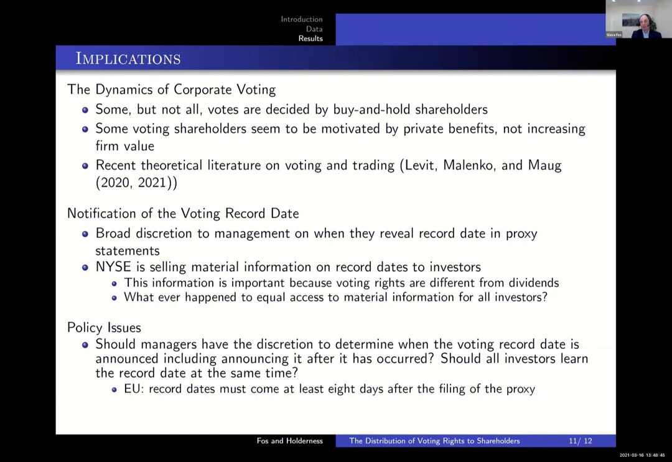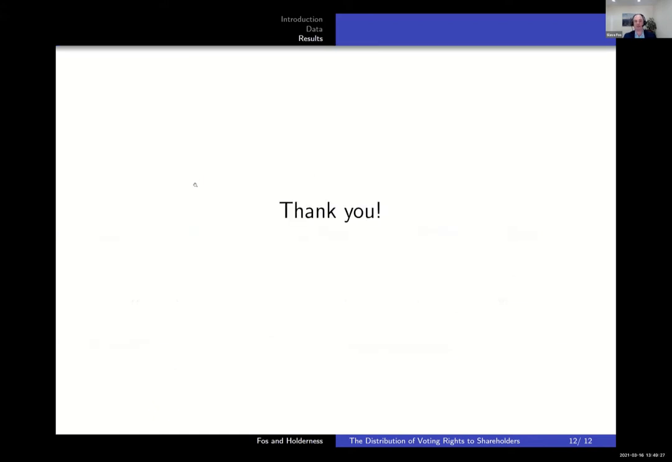Here, we want to bring up an example because it's a global conference and European corporate governance is involved. In the EU, record dates must come at least 8 days after the filing of the proxy. So in the EU, by definition, all shareholders are notified of the record date in advance, and all of them can change the way they hold securities based on that information. For some reason, which we discuss in the paper, probably a historical reason that involves the federal and state legal environment, the situation in the US is dramatically different. Thank you very much. We look forward to discussion.